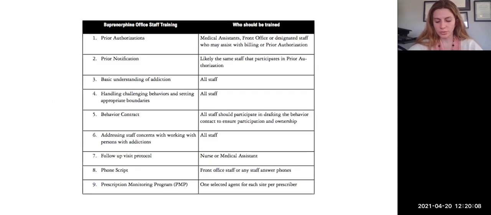So I'm going to turn it over to Dr. Bhatt to talk us through some of the specifics to prescribers. Sounds good. Thank you, Dr. Maley.